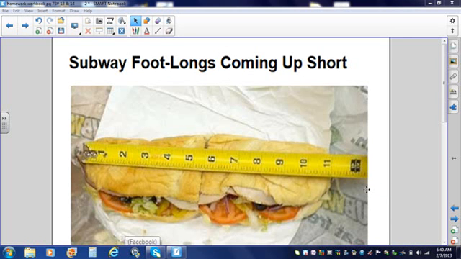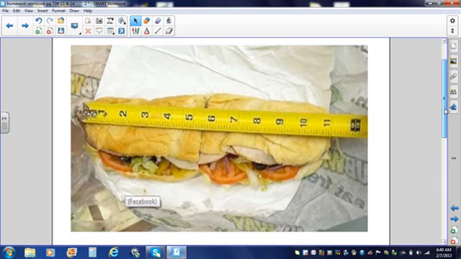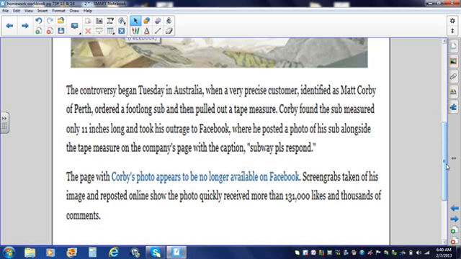Did you know that Subway is ripping you off? Yeah, next time you go there, let them know. Subway footlongs coming up short. Check it out. The controversy began, this is actually old news, a couple weeks ago, but I thought it was pretty funny. In Australia, a very precise customer, code for anal retentive, identified as Matt Corby from Australia.